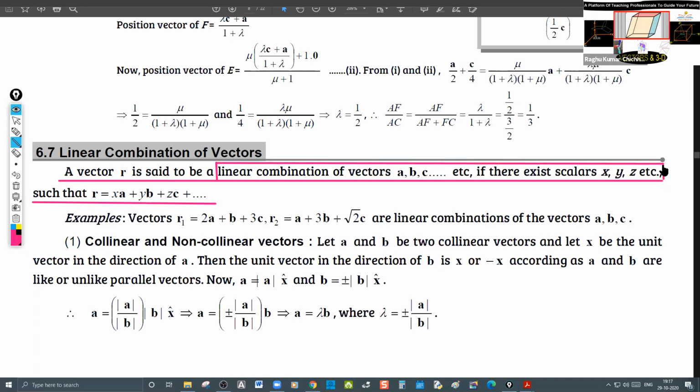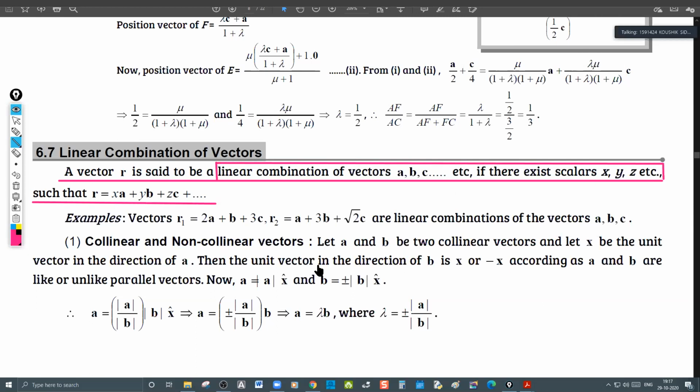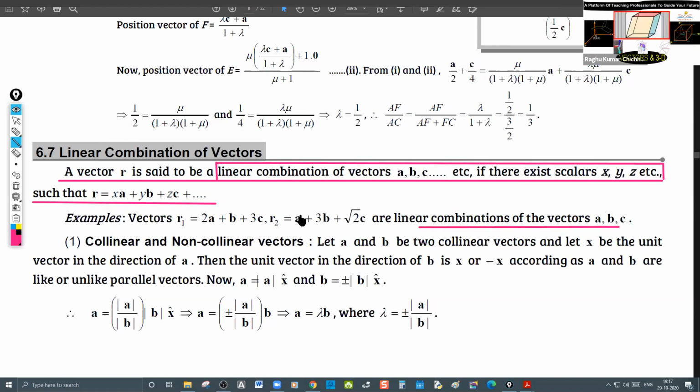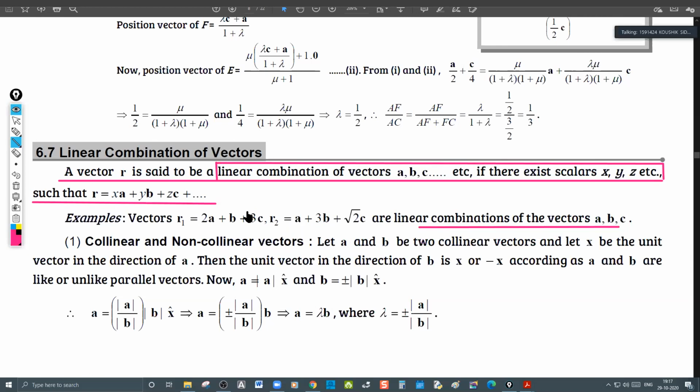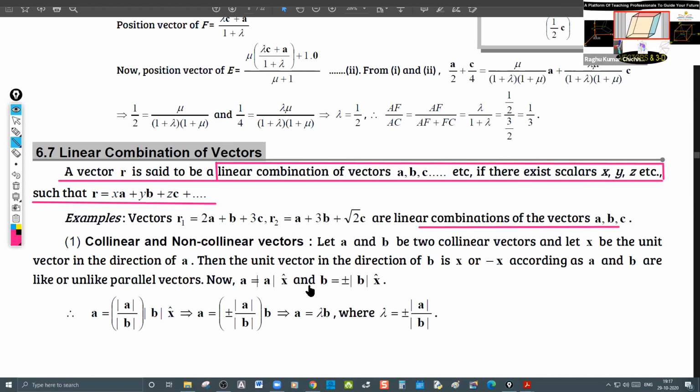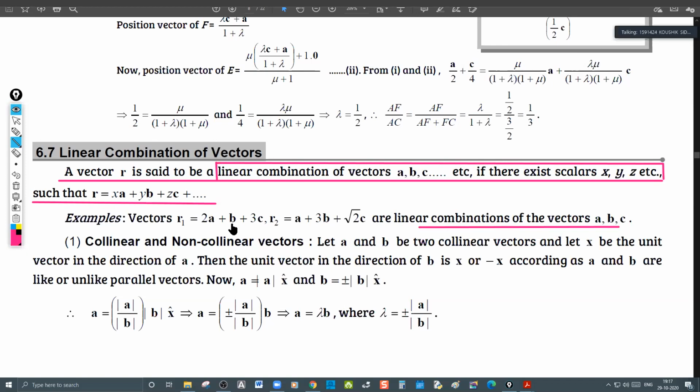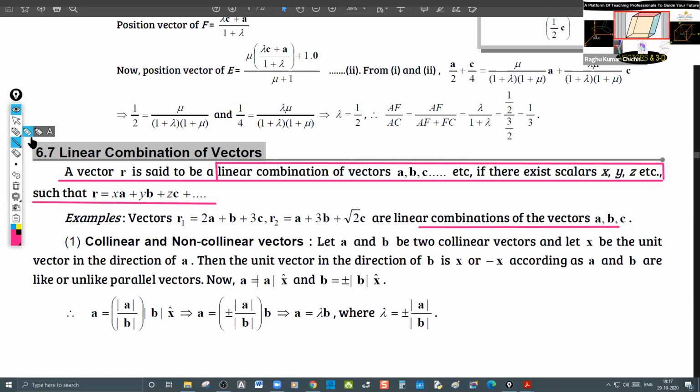Now, read the example also. Sir, example: vectors R1 equals 2A plus B plus 3C, R2 equals A plus 3B plus root 2 C are linear combinations of vectors A, B, C. Yeah. These are written in bold letters, meaning they are all vectors. Yes, sir. 2, 1, 3 are scalars, the coefficients of the vectors. Yes, yes, yes. So now, this is the meaning of linear combination.